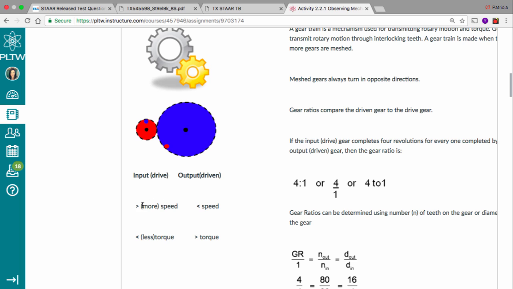Now, if you look at this picture, it talks about if you increase the speed of the drive, you're going to decrease the speed of the driven. On the flip side, if you decrease the torque of the drive, then you're going to increase the torque of the driven. So the input and output are always going to be opposite of each other.